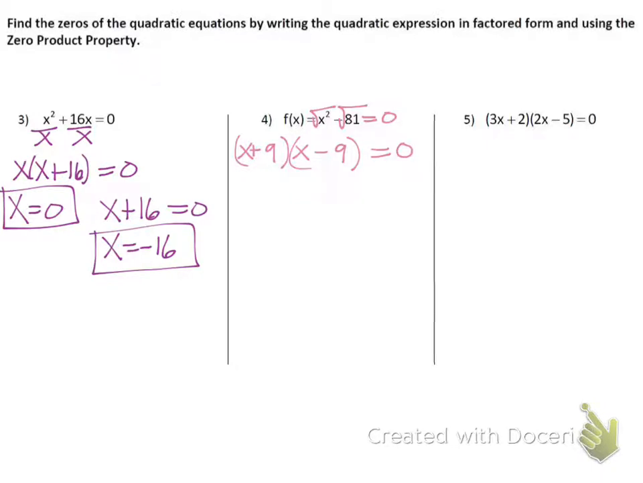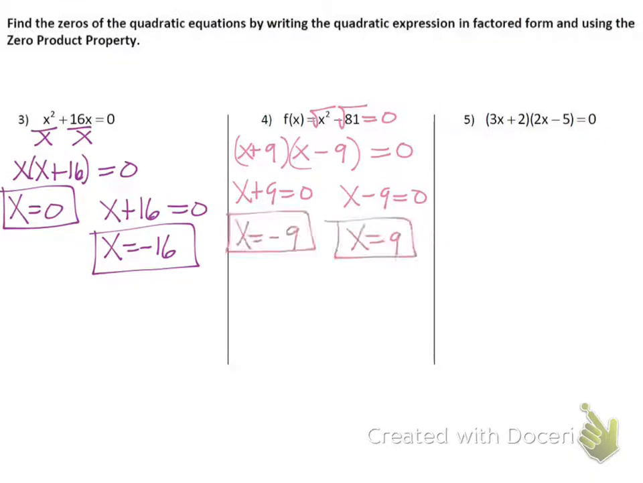Now that we factored, we can go ahead and split and solve. To split and solve, we're going to take x plus 9 equals 0, and x minus 9 equals 0. That's the split part. And then when we solve, the first equation gives us x equals negative 9, and the second equation gives us x equals positive 9.